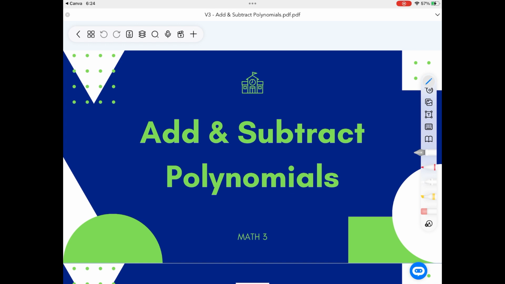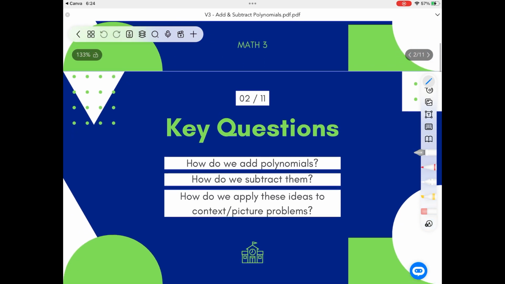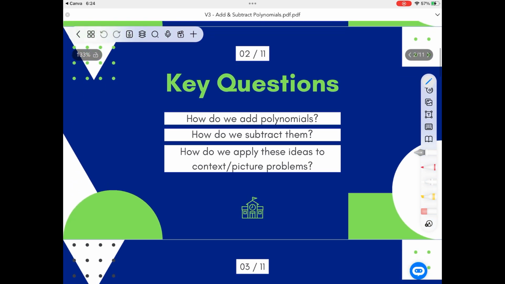So let's begin by looking at our topic for today, adding and subtracting polynomials. Once again, we're going to begin by looking at our key questions. First key question, how do we add polynomials? Then we're going to take a step back and see how we subtract them, the similarities and differences there. And then finally, we'll wrap up our video by looking at how to apply this in some sort of a context or a situation where maybe we even need to draw a picture to help us think through what this looks like and how we can apply this topic of adding and subtracting polynomials.